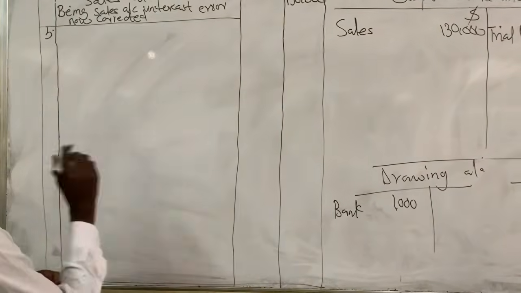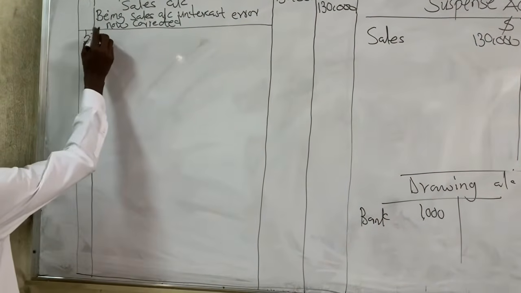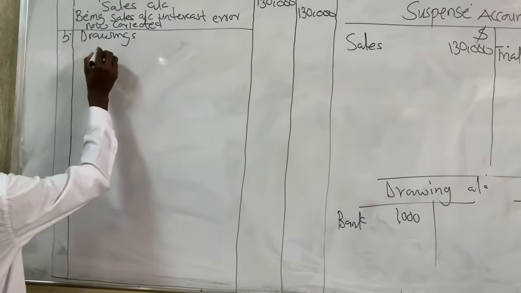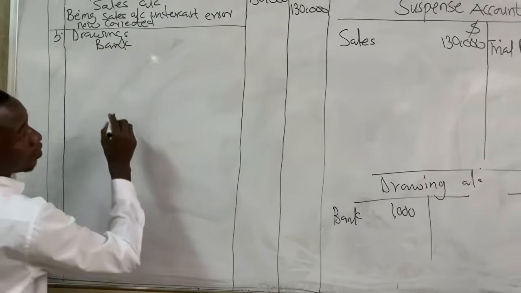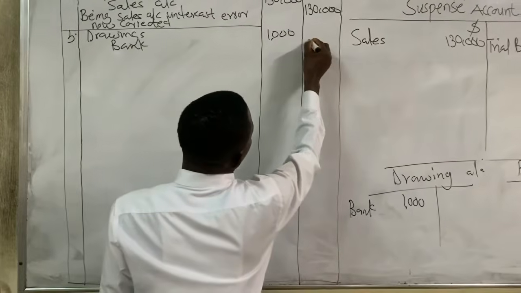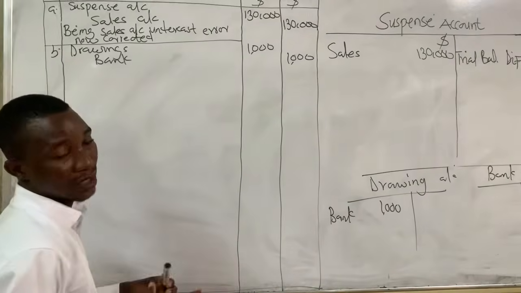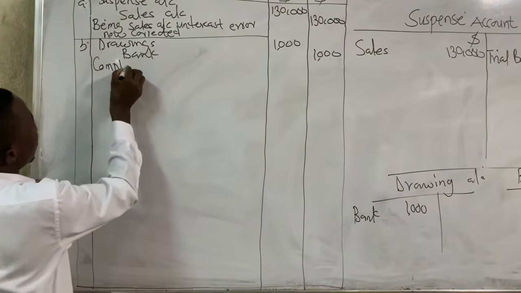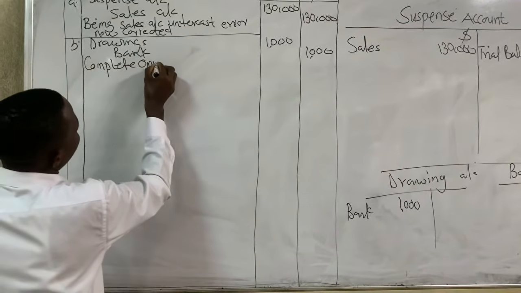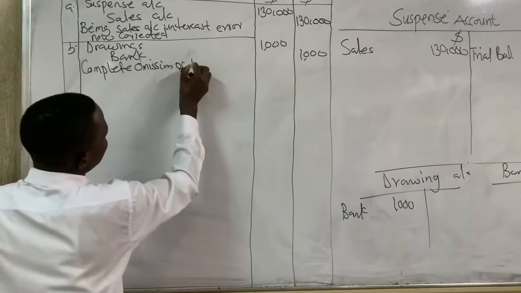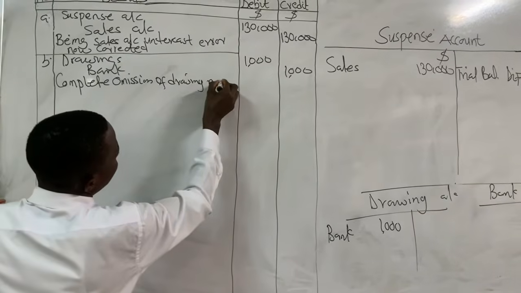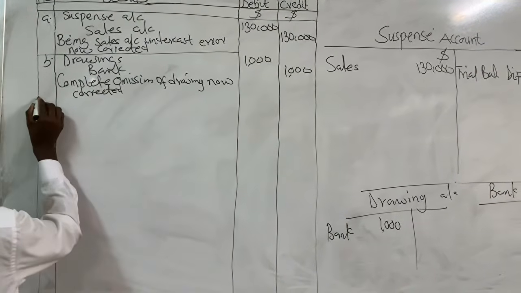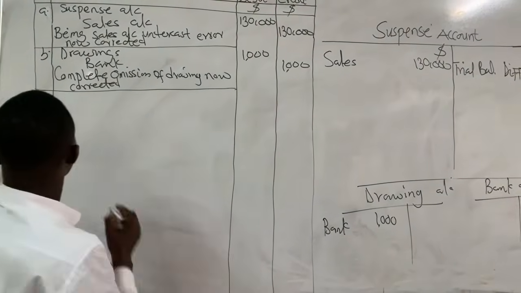Is that okay? So drawings receive a debit entry. So you come here and write drawings first. After that, we write the bank and an amount of $1,000 each. After that, you narrate it. So you can say that the name of this error is a complete omission of drawings, now corrected. It is an error, so error now corrected. Then you underline it very neatly. Okay, so you look at the C part.